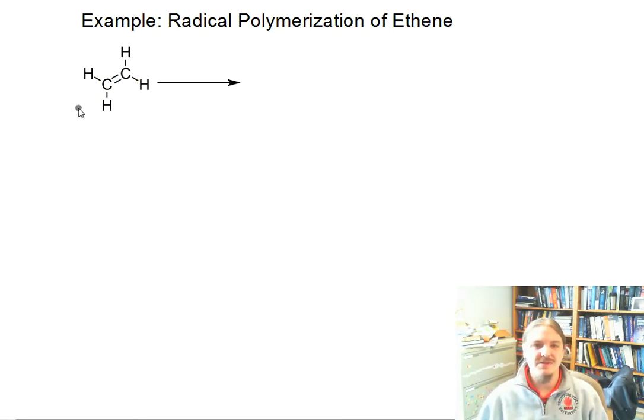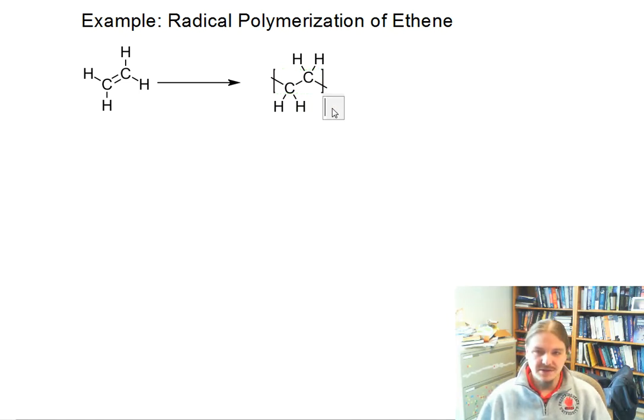In this case, our small molecule is ethene, and you convert it into a polymer, where a polymer has many repeat units. And notation for a polymer often involves the use of some parentheses or brackets to represent the repeating structure, and then to have a lowercase n down there to represent this thing happening multiple times.